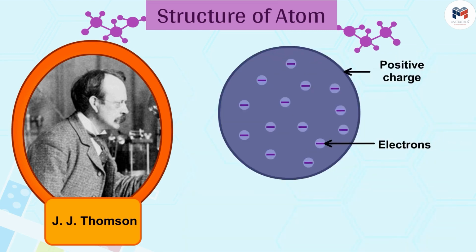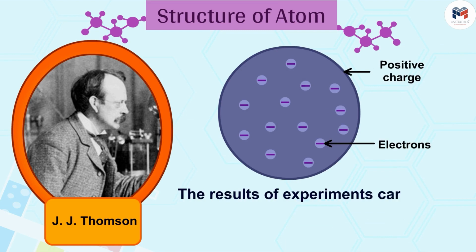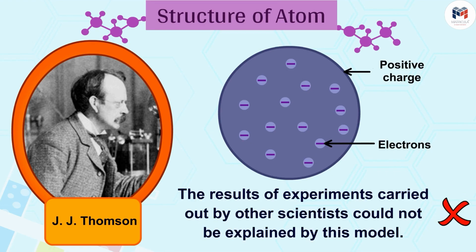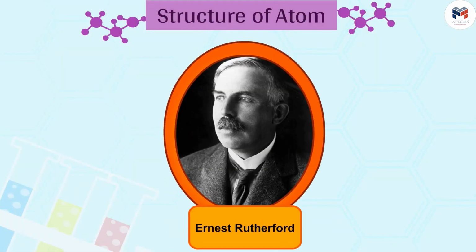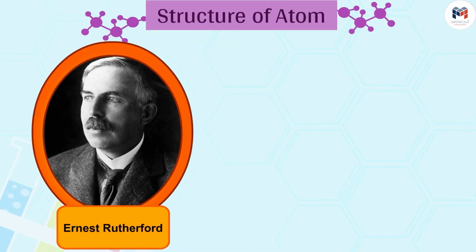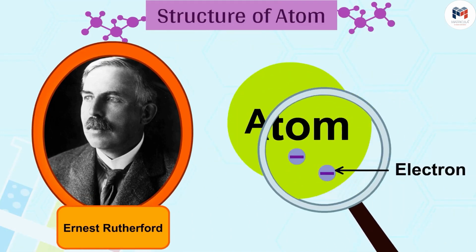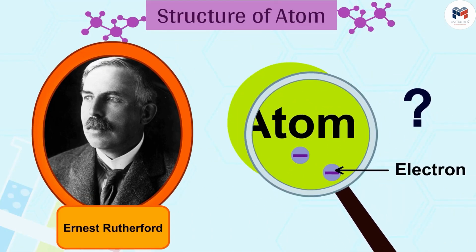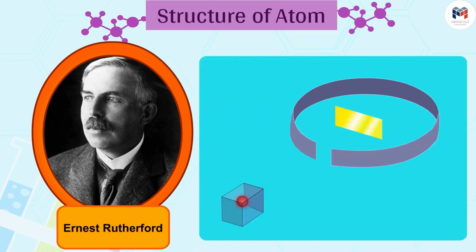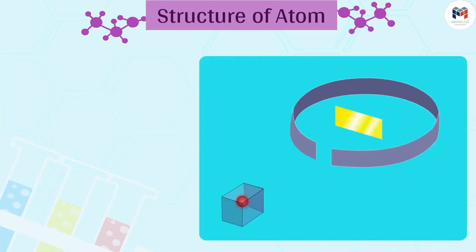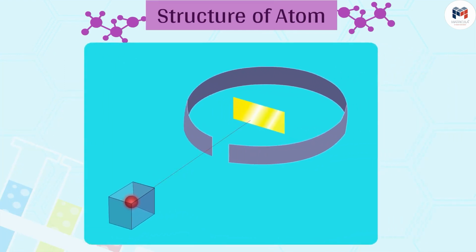Although Thomson's model explained that atoms are electrically neutral, the results of experiments carried out by other scientists could not be explained by this model. Ernest Rutherford was interested in knowing how the electrons are arranged within an atom. Rutherford designed an experiment for this. In this experiment, fast-moving alpha particles were made to fall on a thin gold foil.